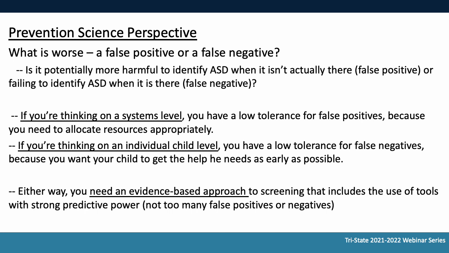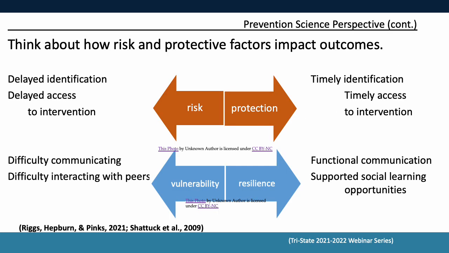And many times in prevention science, what we value most is identifying risk and protective factors early on that are associated with outcomes later. And then we do whatever we can in professional practice to decrease risk factors for bad outcomes later, and increase protective factors, or the good things that will promote positive outcomes. And we have a whole body of research that suggests delayed identification after the age of 3 or 4 is associated with delayed access to intervention, which is associated with pervasive ongoing problems communicating and interacting socially with others.